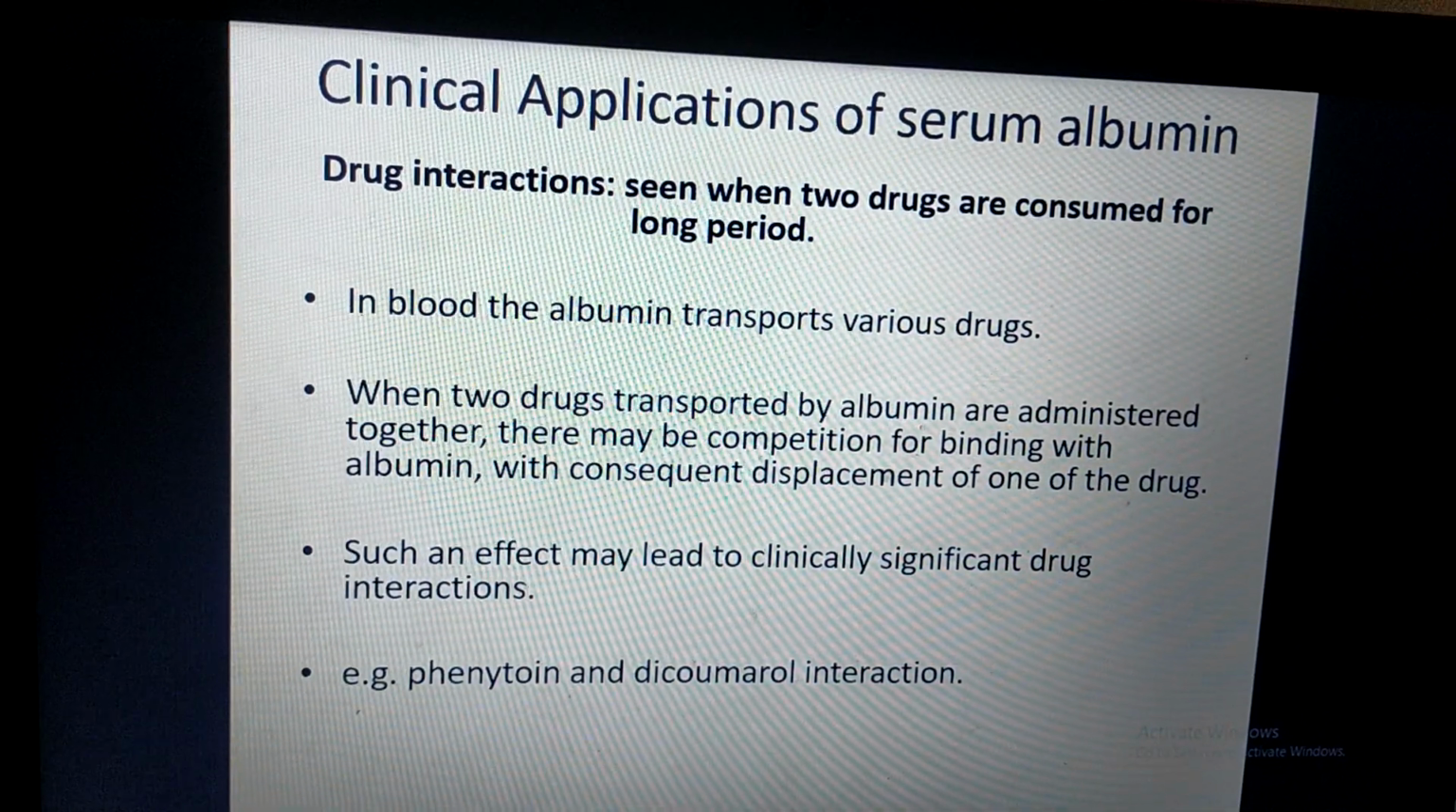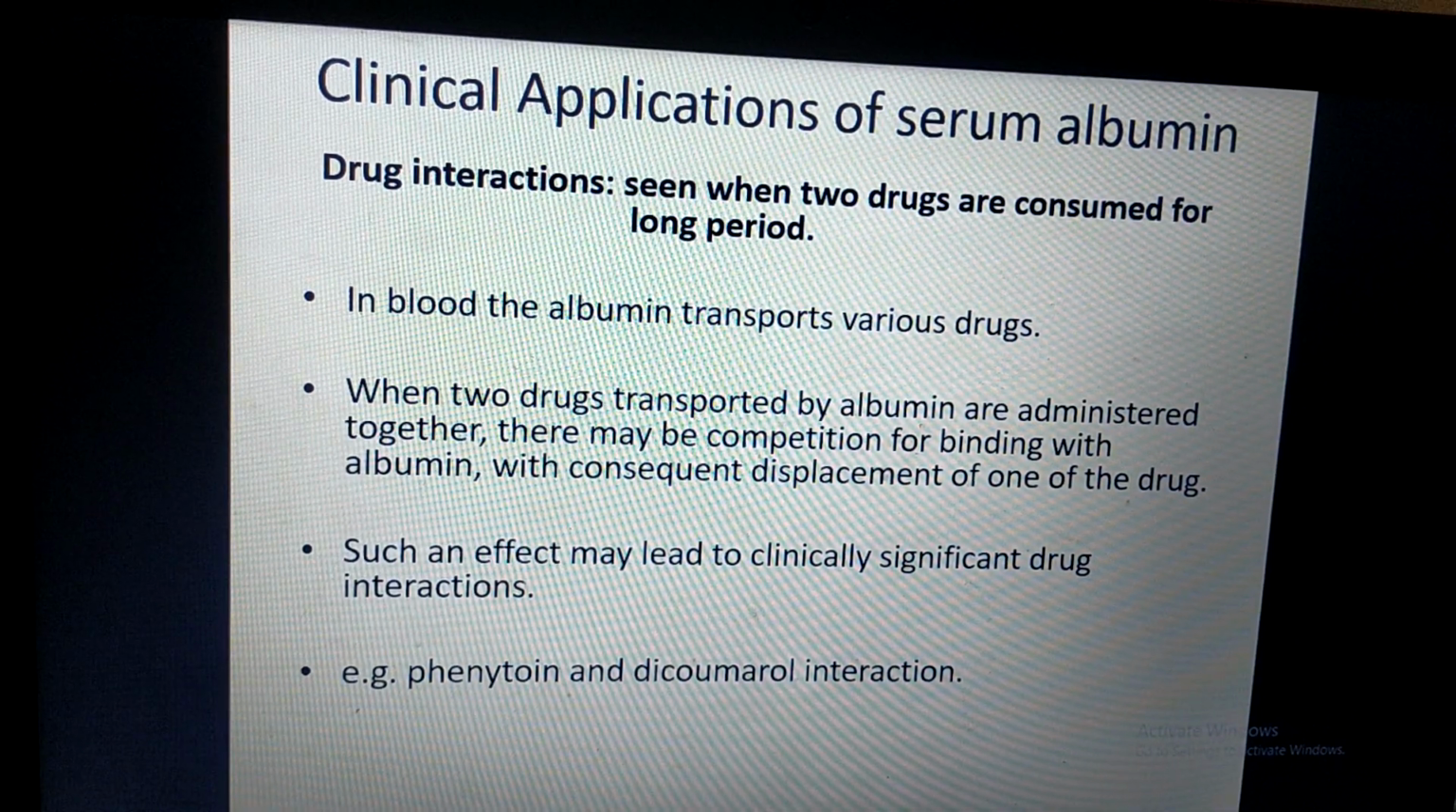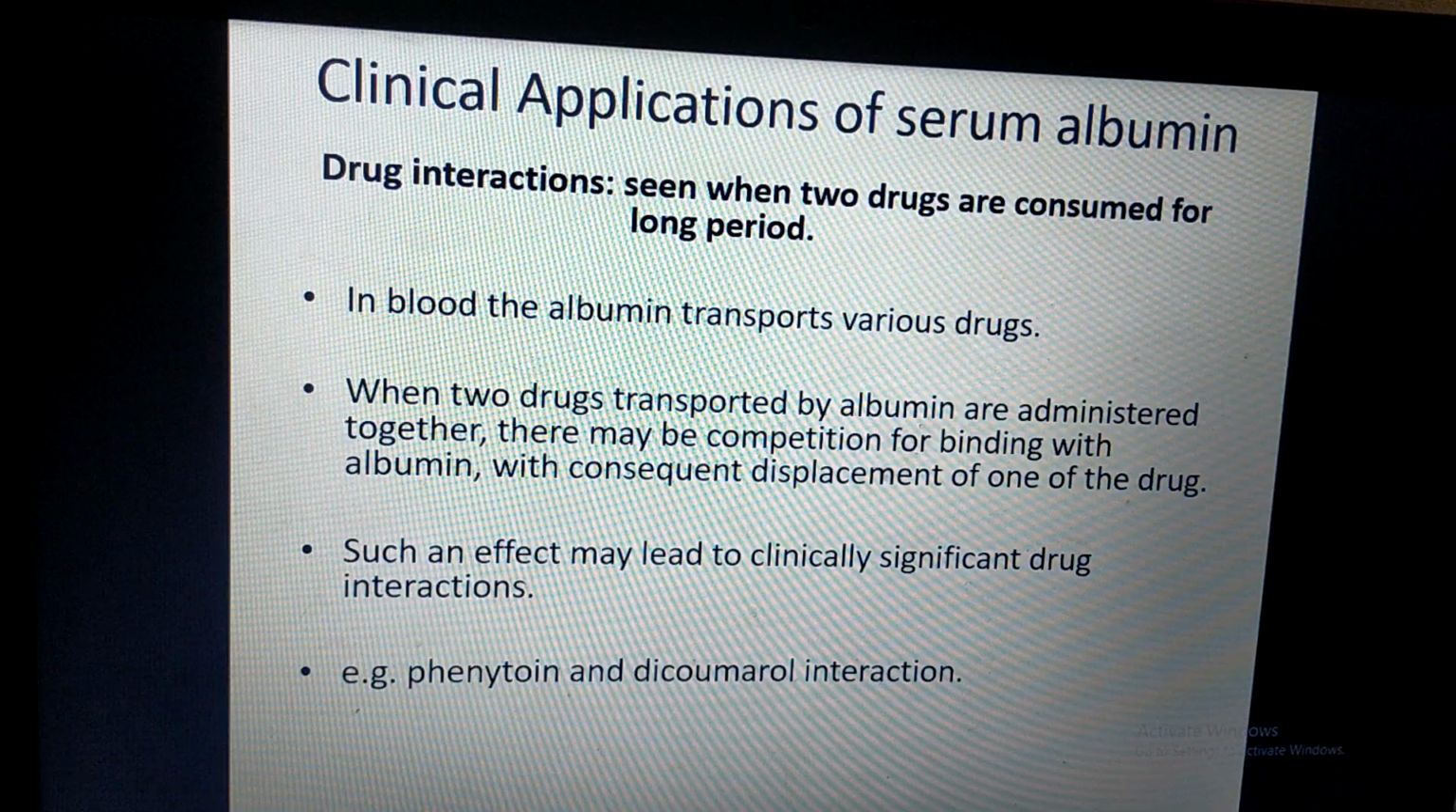Next is drug interaction. It is seen when two drugs are consumed for a long period of time. In the blood, albumin acts as a transporter of various drugs. When two drugs transported by albumin are administered together, there may be competition for binding with albumin between these two drugs, with consequent displacement of one of the drugs. Such an effect may lead to clinically significant drug interaction, or the efficacy of one drug is decreased because it is not transported by albumin to various tissues.